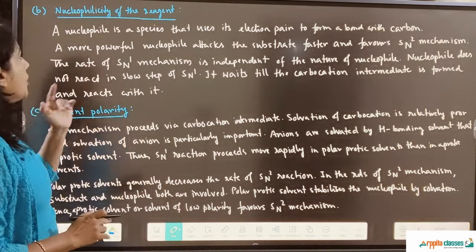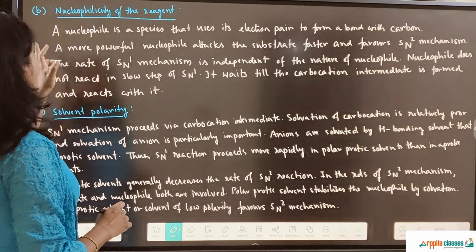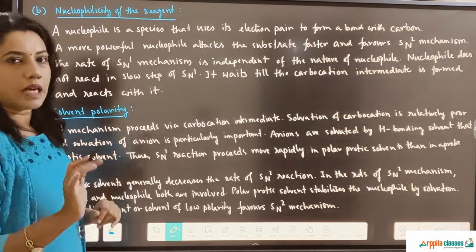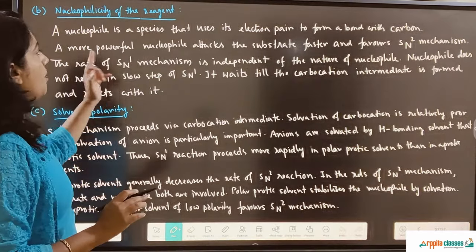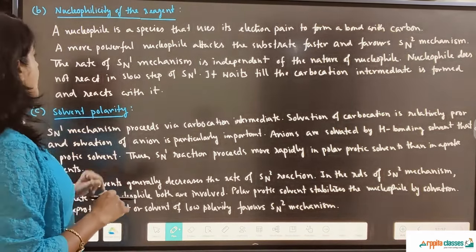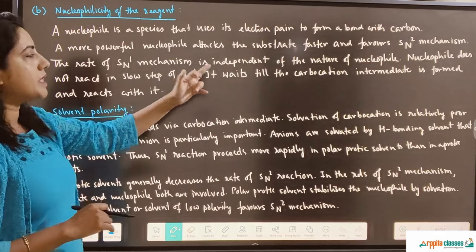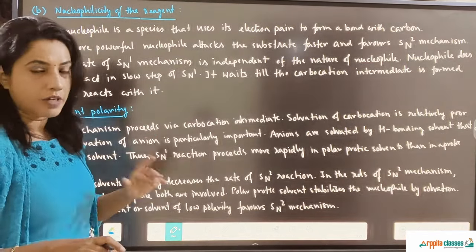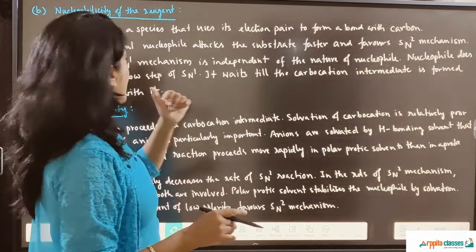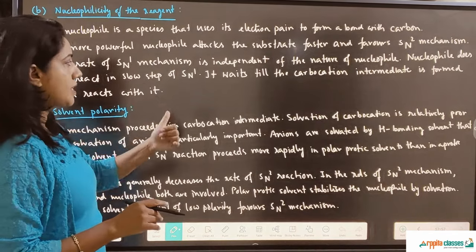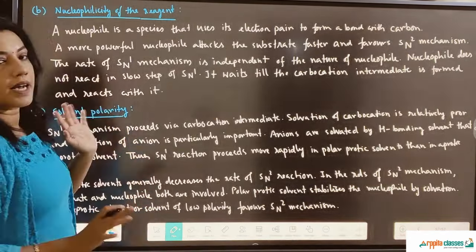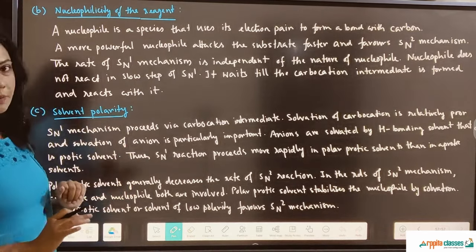Come to the nucleophilicity of the reagent. A nucleophile is a species that uses its electron pair to form a bond with carbon. This we have already seen. A more powerful nucleophile attacks the substrate faster and favors the SN2 mechanism. The rate of the SN1 mechanism is independent of the nature of the nucleophile. First, there is no attack of the nucleophile in SN1, and the nucleophile does not react in the slow step of SN1. It waits till the carbocation is formed and then it reacts with it. So that is the nucleophilicity of the reagent.